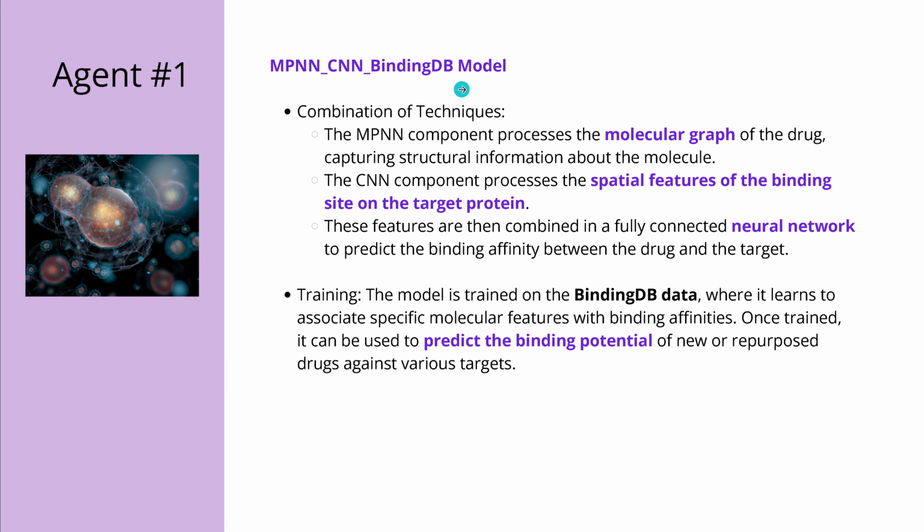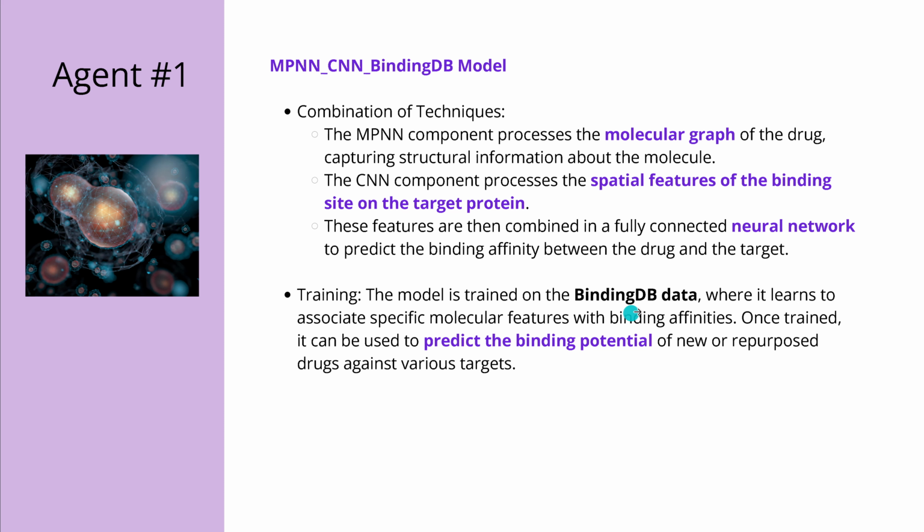Why? Because the message passing component processes the molecular graph of the drug, capturing the structural information about this particular molecule, and the CNN component processes the spatial features of the binding site of the target protein. So you see, for both substances we have different architectures, but if we combine them and run them through a specific neural network, this can now predict the binding affinity between the drug and our target. So great, we have now our architecture.